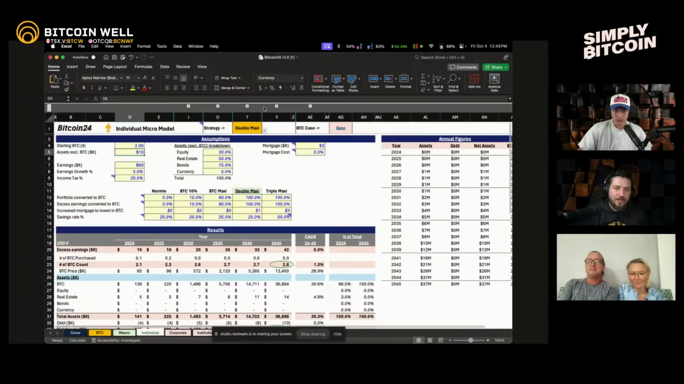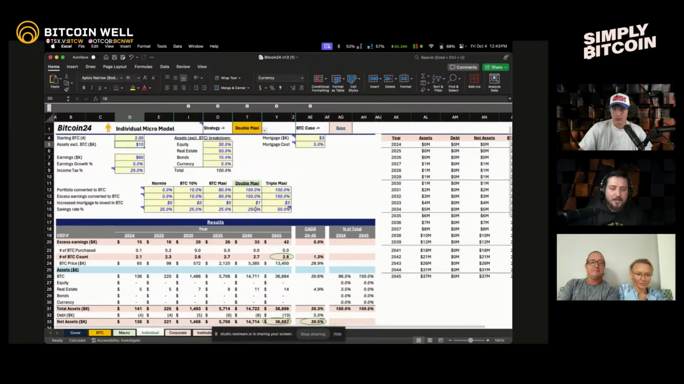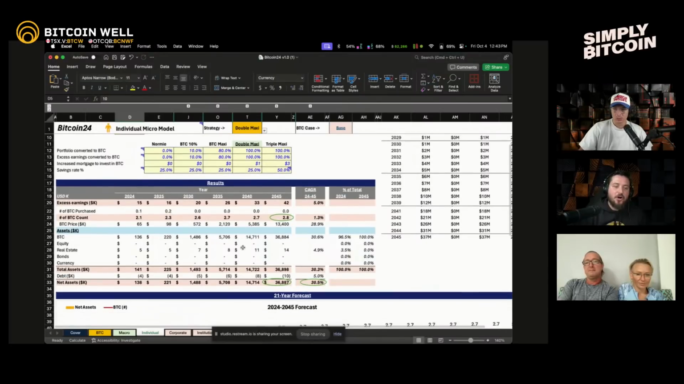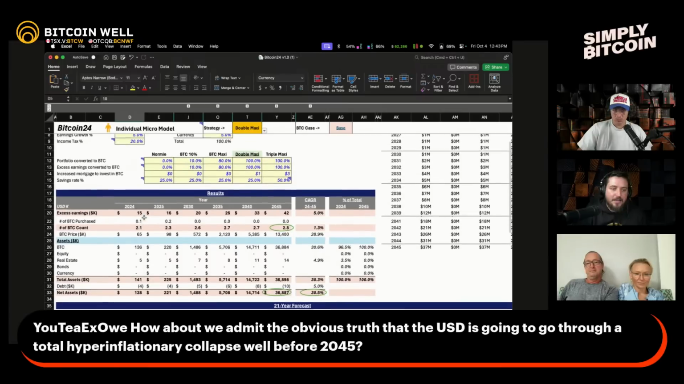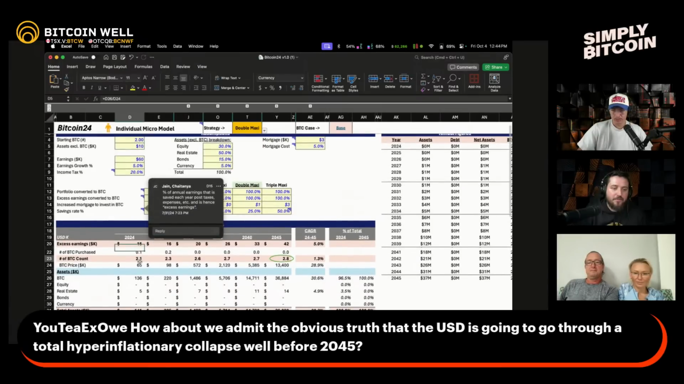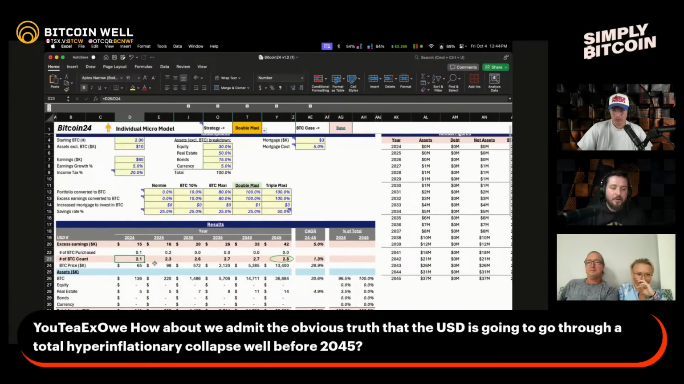So if they keep doing double maxi, a double maxi is defined as someone who converts 100% of their portfolio into BTC. This is what me and Opti do, or try to do. Excess earnings converted 100% into BTC. And their savings rate is implied at 25%. So with the year 2024, if they did that for a year, they would end up with 2.1. By 2030, they would end up with 2.6. And by 2045, they would end up with 2.8 Bitcoin.